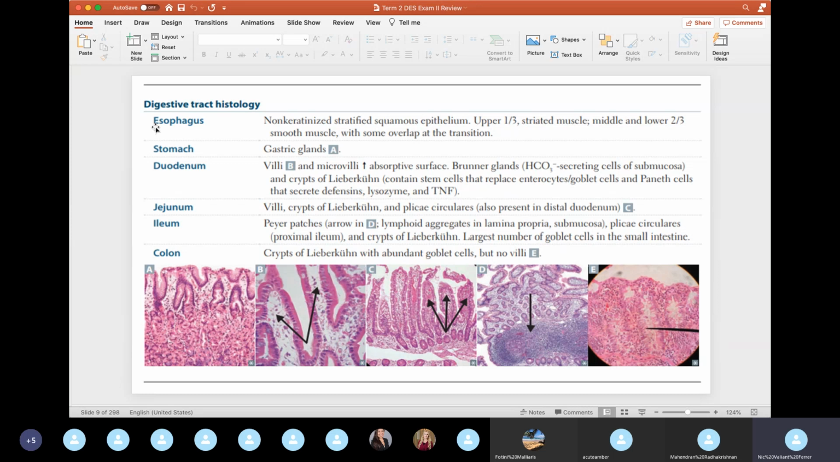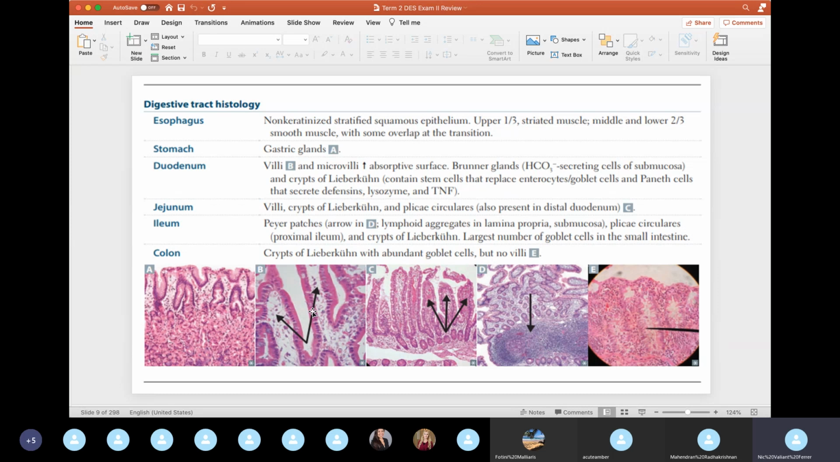Okay. How about the stomach? Let's look at A. It's gastric glands. Look at B. This is your duodenum. What can we see? We can have villi and microvilli. Why? Because we need to absorb nutrients. This is to increase the absorptive surface. What else can we see there that's important? High yield: Brunner glands. What does it do? It secretes bicarb.